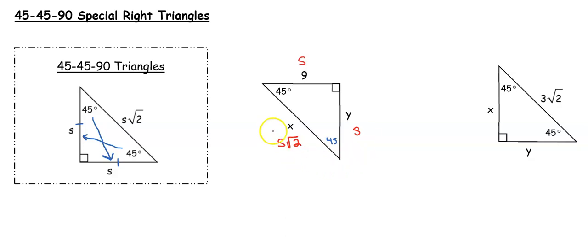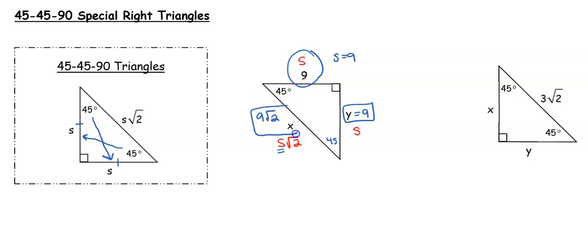So now that I know where all of my pattern pieces go, I look to see what I'm given. And this is nice. I'm given that S is equal to 9. Well, this side is also S, so this side is also 9. And then the hypotenuse is S root 2. So if S is 9, I know that this side is going to be 9 root 2.